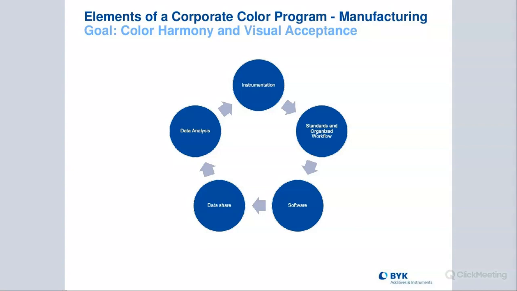So when we talk about manufacturing, certainly we always have Pickguard have a lot of automotive examples, and this is one that would follow that line of thinking, where we want to have color harmony and visual acceptance. We have instrumentation, we have standards and organized workflow. We have software, and we have data share, data analysis, and then closing the circle back up to instrumentation to go full circle in that type of environment.